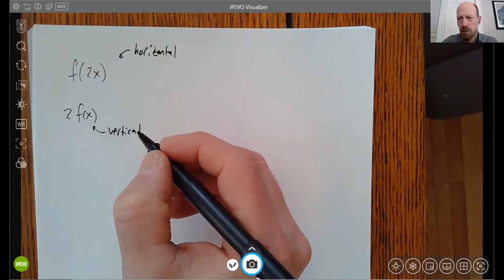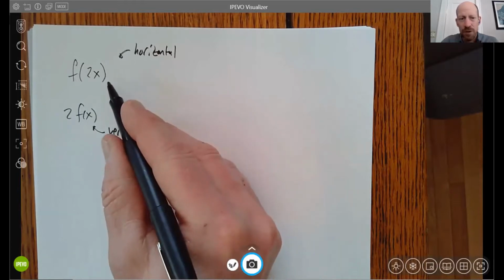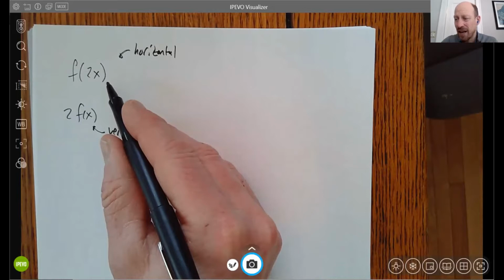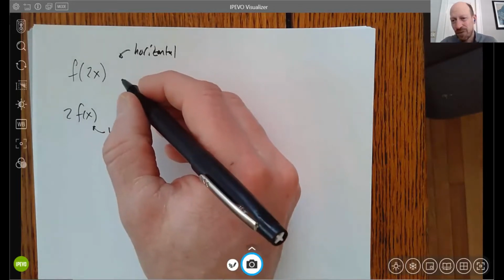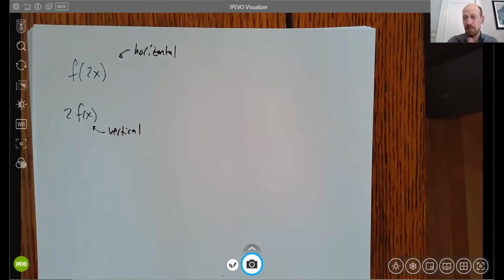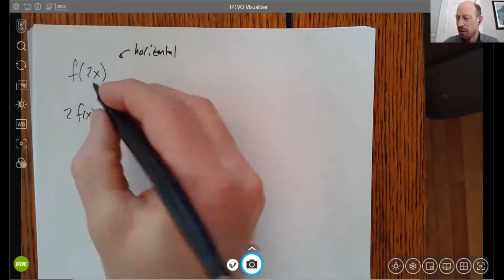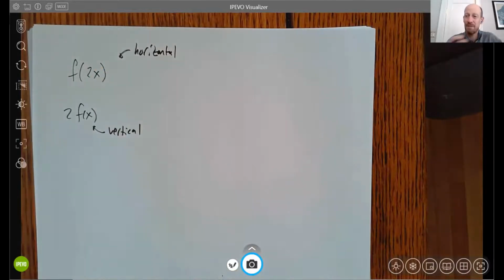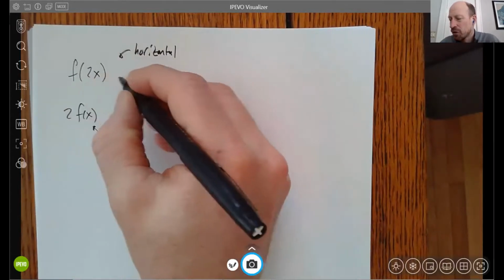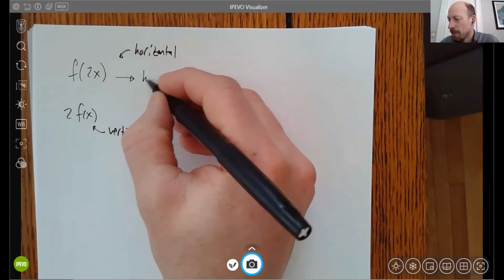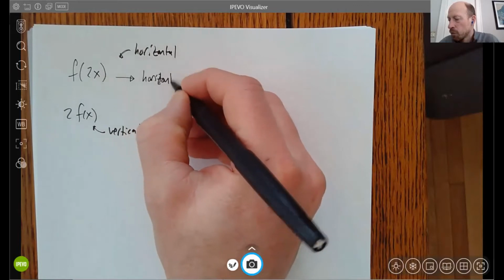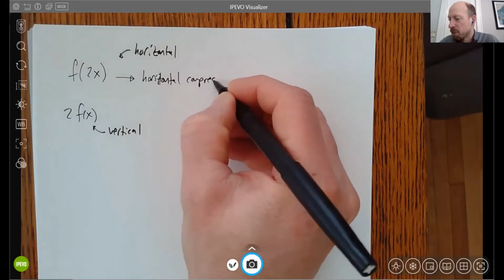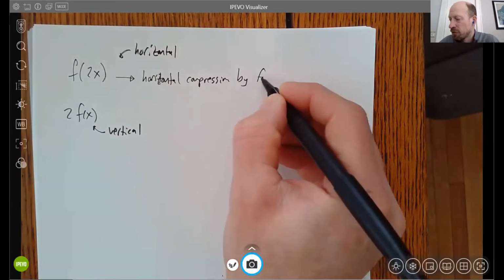Okay. What happens on the inside is it always does the opposite of what you would expect. That's what we're talking about with the plus: when I add a 3 on the inside, that actually goes to the left 3 units, counter to what you might anticipate. And it's the same thing here. If I multiply by 2 on the inside, you might think that would double everything, but actually it shrinks everything by a factor of 2. So this is going to be a horizontal compression by a factor of 2.